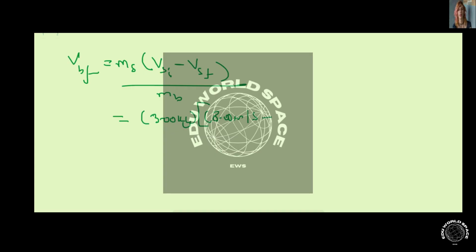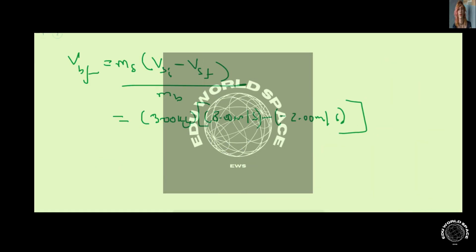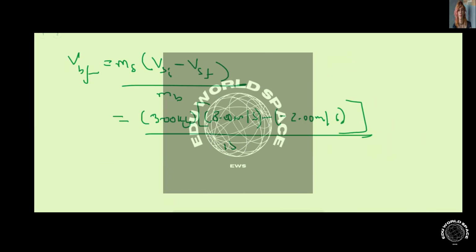Final velocity of the stone is -2 meters per second, and you can see that from the other side. This is -2 meters per second, and then you want to divide that by the mass of the block, and that's 15 kilograms. Okay, 15 kilograms. And so the final velocity, which is a step in helping us get the distance x for the block, is 2 meters per second.